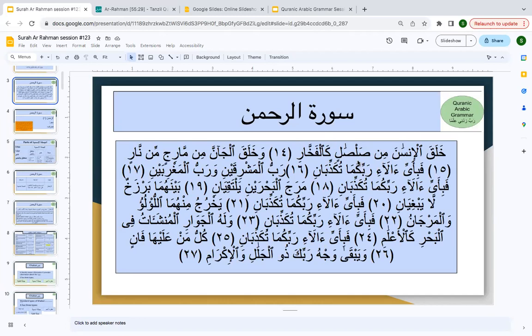Everyone with me? Ar-Rahman, Rabbul Mashriqaini wa Rabbul Maghribain. There cannot be any Rabb, no Malik, Khaliq, Mudabbir, Mun'im, but Ar-Rahman. Yes or no?